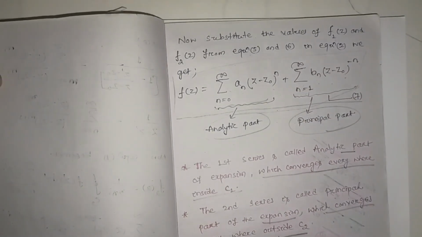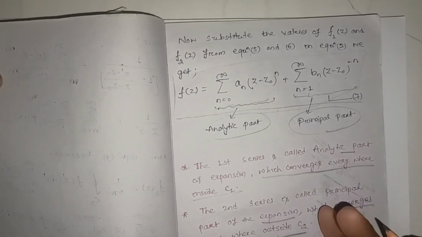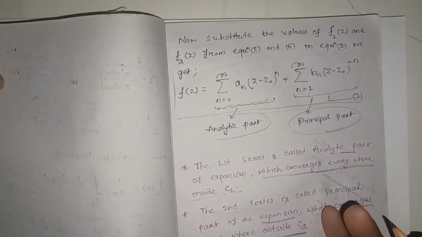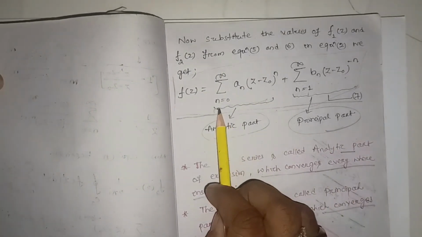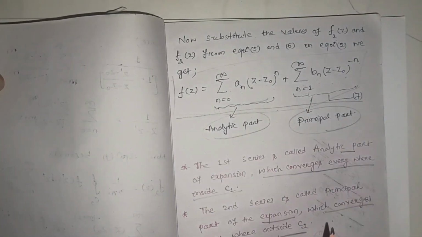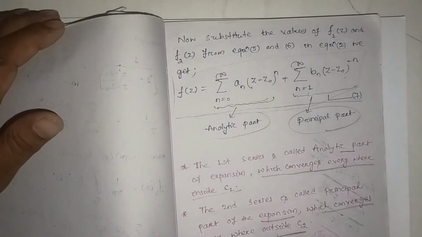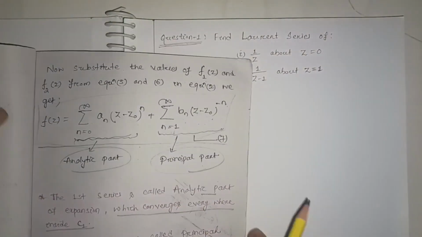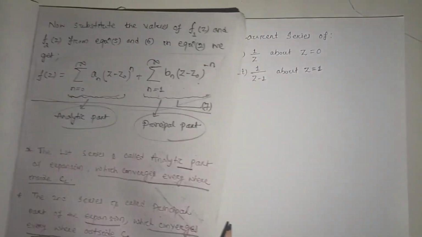So for any Laurent series given in a question, we need to find the analytic part and the principal part, then finally add both to get the final answer. We are going to do so for these questions. First we are going to go for the first bit.